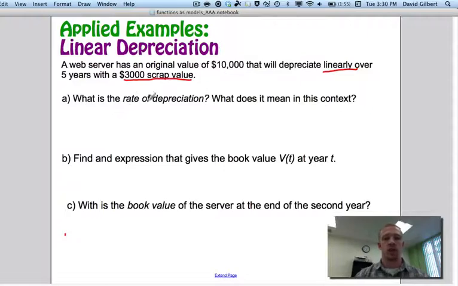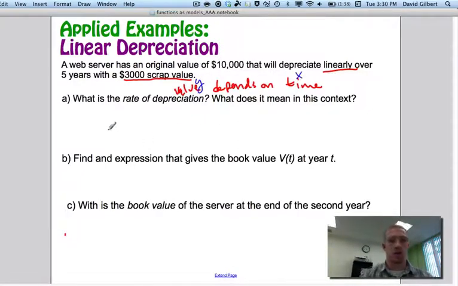So we want to find the rate of depreciation. Depreciate means to lose value. So our value depends on the time. As soon as we write that sentence, we know that the value is our y and the time is our x. So the change in y over change in x would be the change in value over the change in time. So what's our change in value?